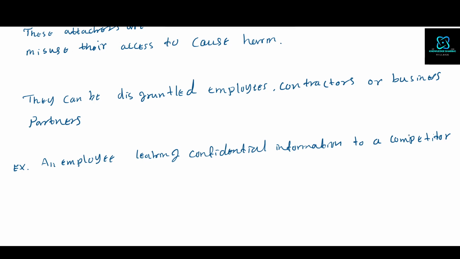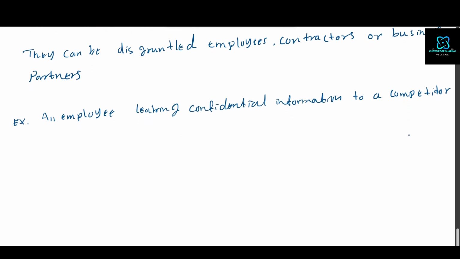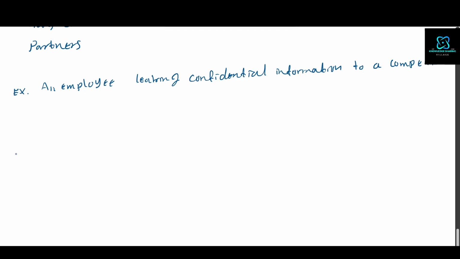Okay, now we are done with the third one. Now we are going to the fourth one. Four types of attacker in the second category. The fourth is botnets and distributed attackers.